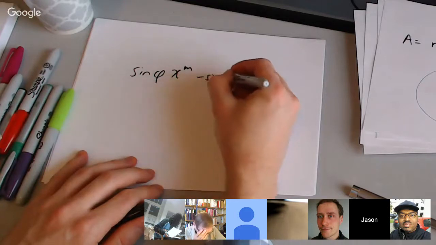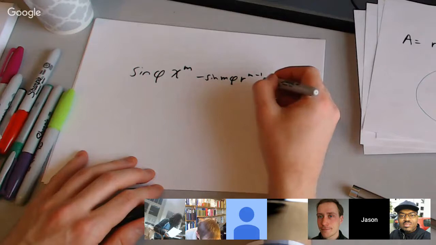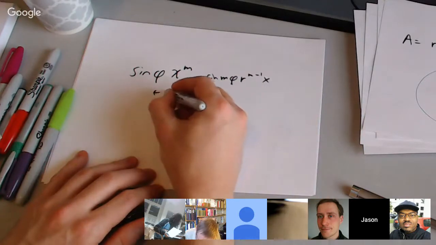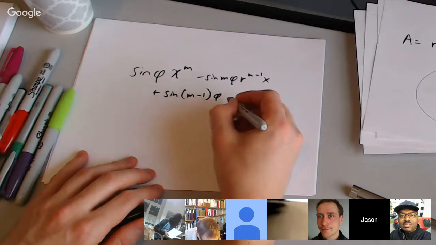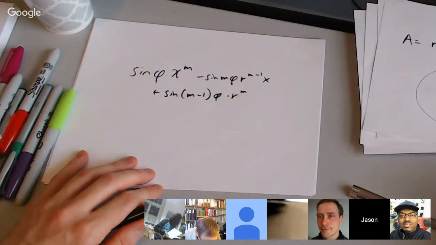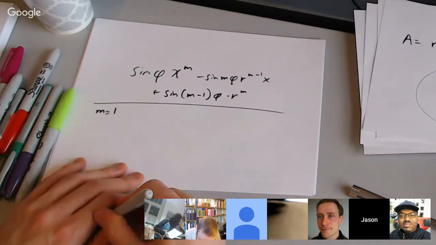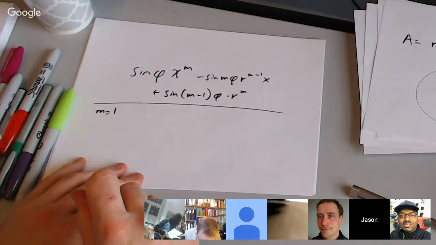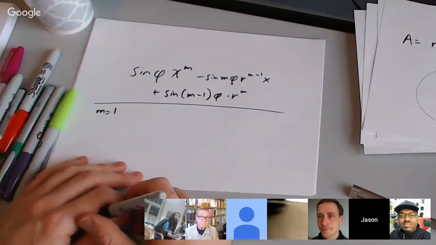Yeah, so what I got was sine times phi times x minus sine times phi times r to the 1 minus 1 power, which is r to the 0 power, which is 1, right? So I got sine times phi times 1x. I'm probably jumping around too much. I don't know if this. No, you go ahead.